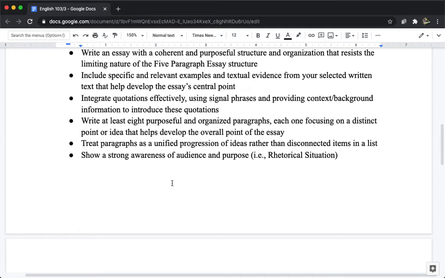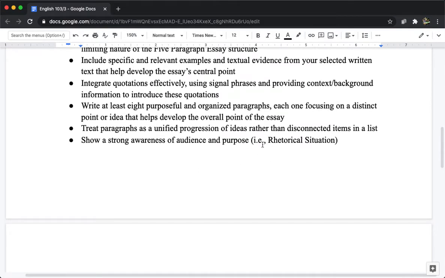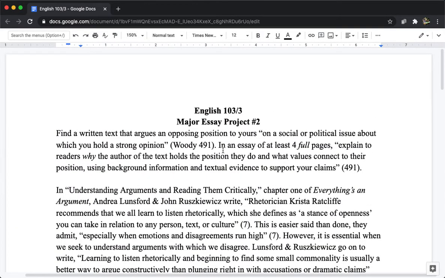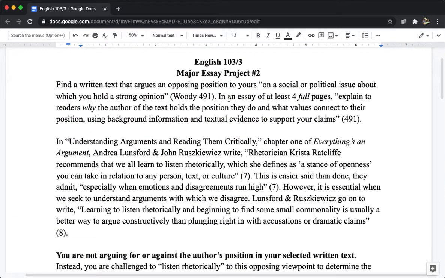We're challenged to show a strong awareness of audience and purpose. In other words, our rhetorical situation. So what are we trying to do in this essay project? What's the purpose of this? That's the prompt. That's the purpose. That's what we're striving to accomplish.